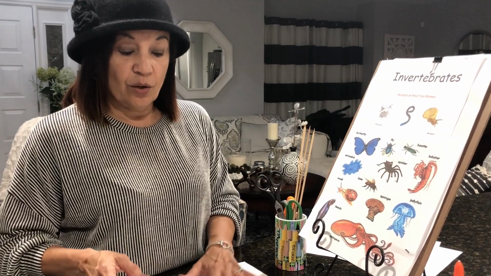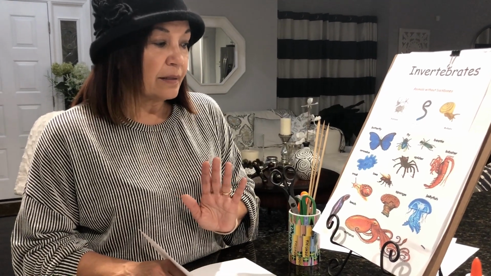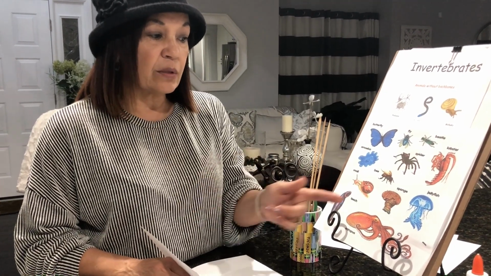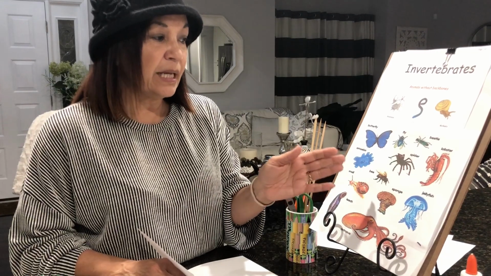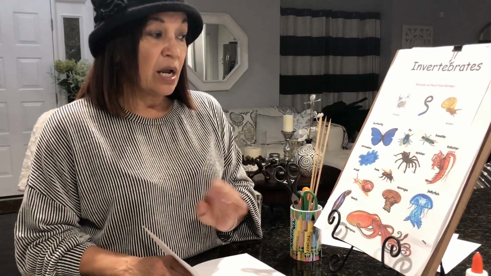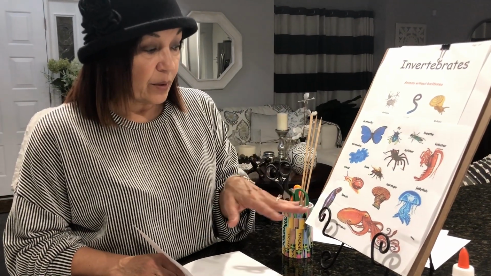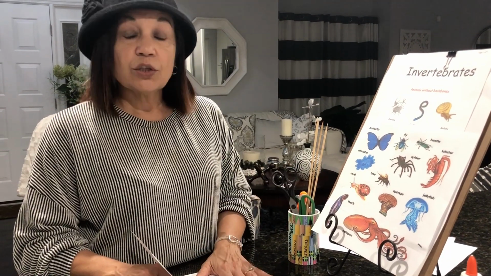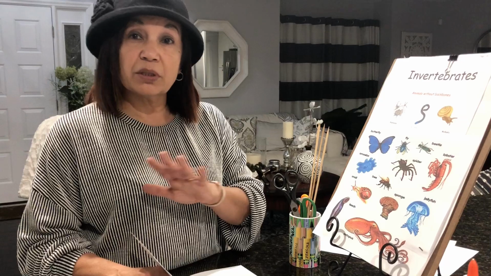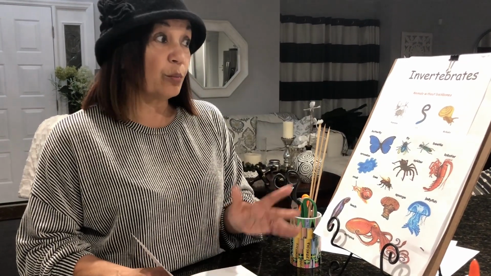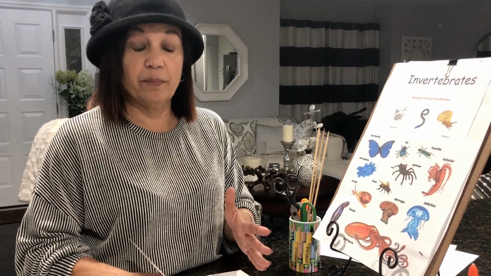Okay, so we've done some of those in the classroom. We've done ladybugs, jellyfish, bees, some of the spiders and the butterflies, and the snails. About 90% of the animals on this planet are invertebrates. They are without the backbone.